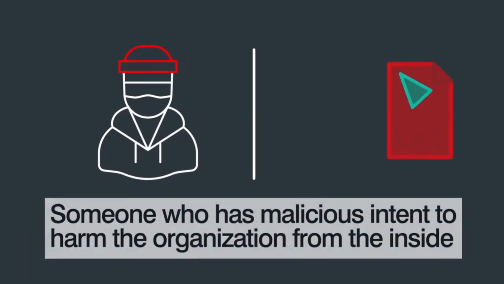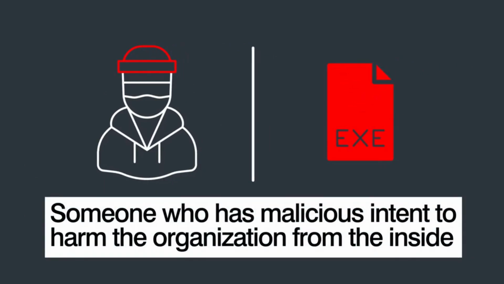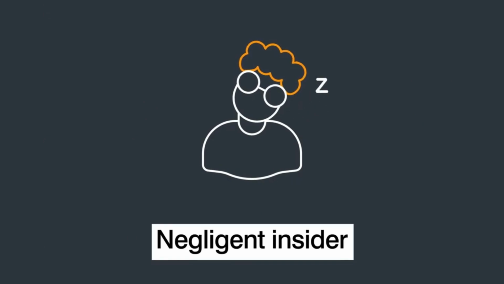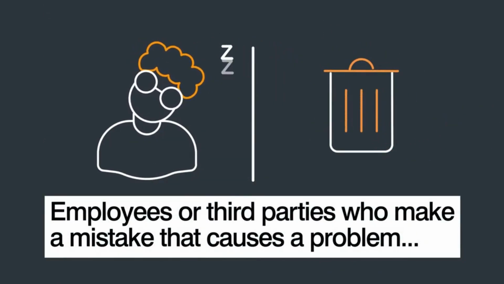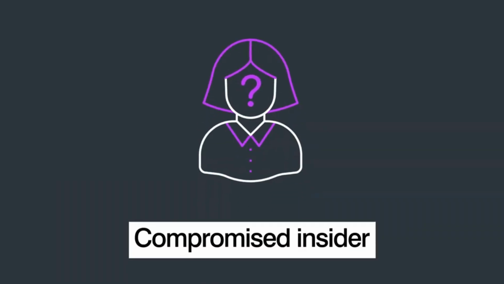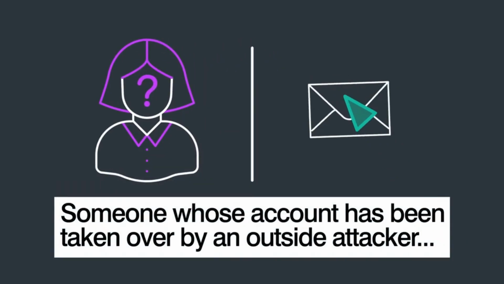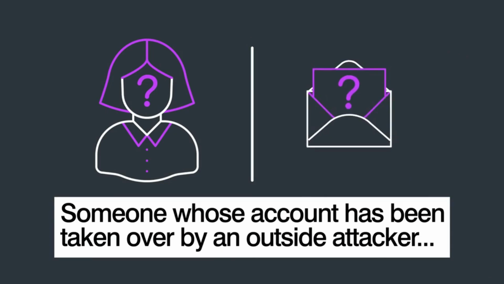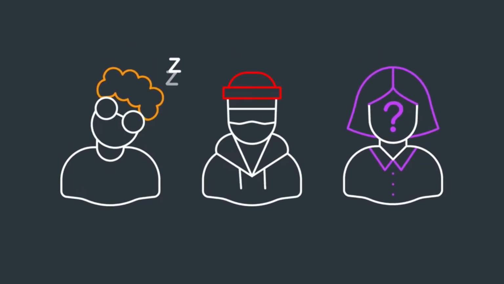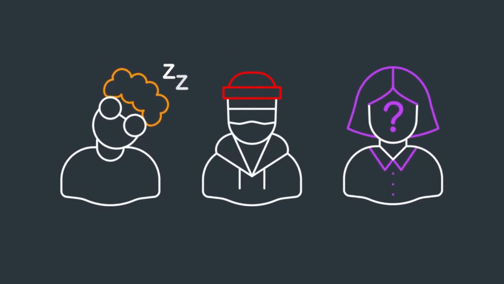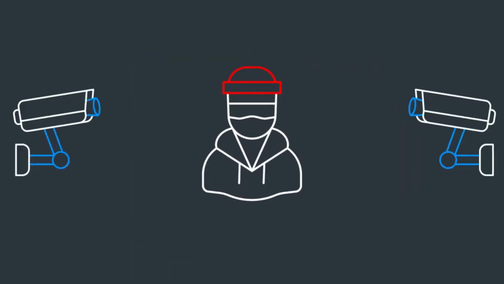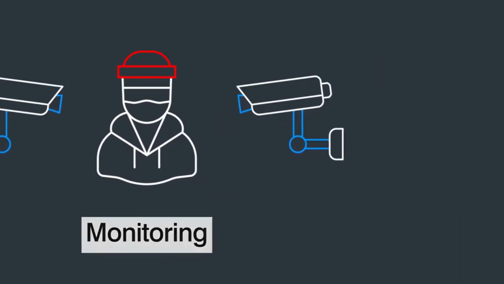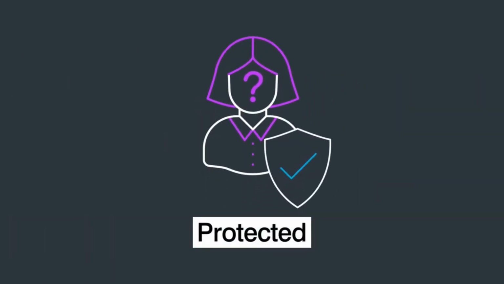same. Malicious insider. Someone who has malicious intent to harm the organization from the inside. Negligent insider. Employees or third parties who make a mistake that causes a problem. Compromised insider. Someone whose account has been taken over by an outside attacker through phishing or credential theft. Managing insider threats starts with knowing the context of the incident and user intent. Negligent users need coaching. Malicious users need monitoring. And compromised users need to be protected.